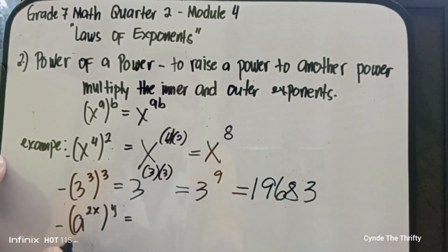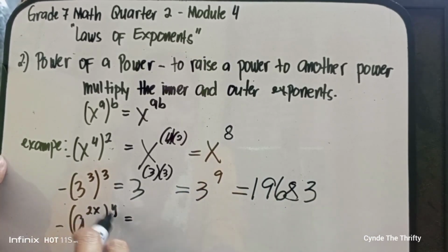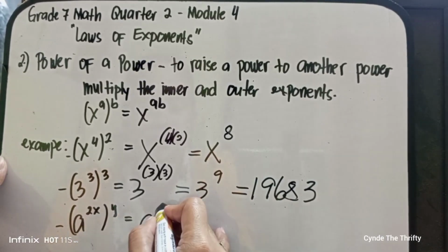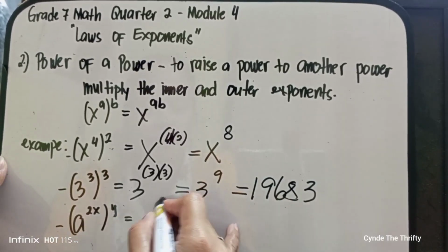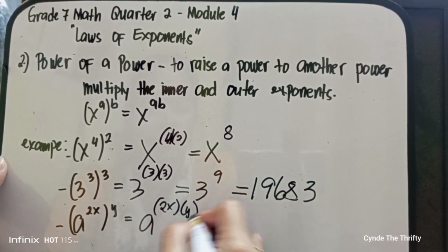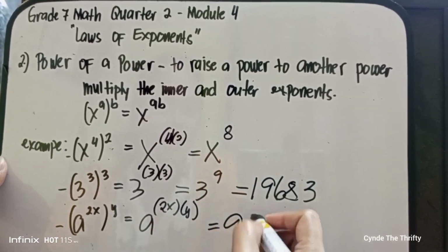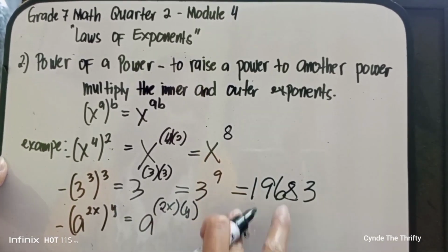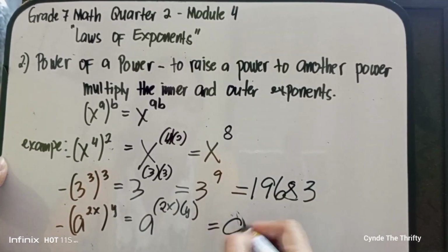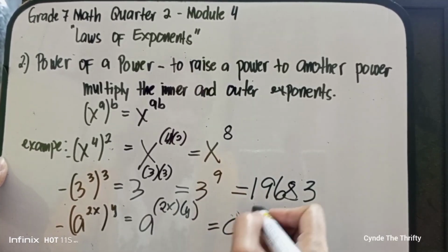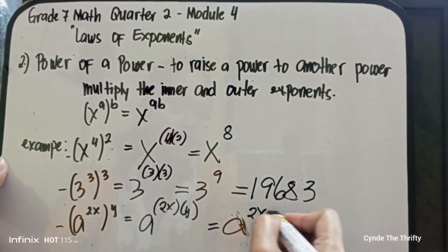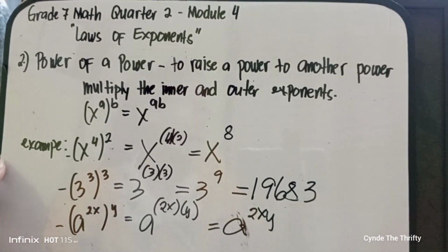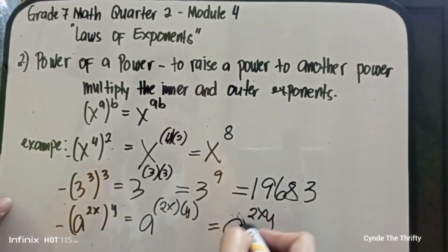And lastly, a raised to the power of 2x, raised to y. So, a raised to 2x multiplied by y. So, equals a, yung a parang 9. A raised to 2xy. Ayan, kita ba? Ang pangit ng a.